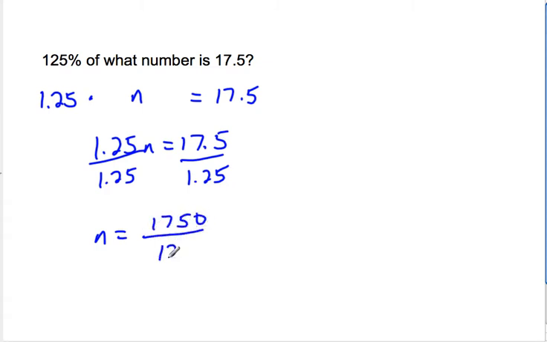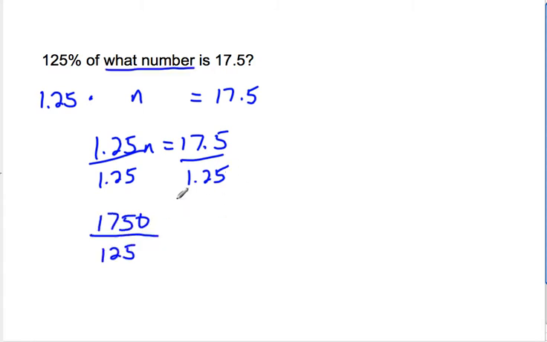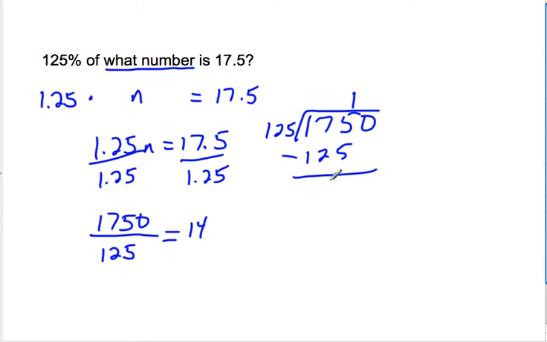1750 divided by 125. And I think that's going to go in pretty evenly. Let's see. 10, 25, so 4. I think that's 14. But we might want to double check that. So let's see, 1750 divided by 125. That's 1. We got 500, so 250. Yeah, 14. All right, so we know that the number, n equals that.